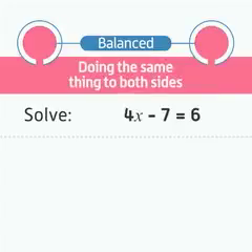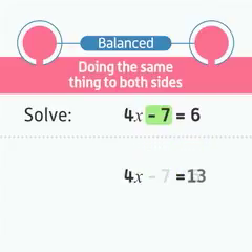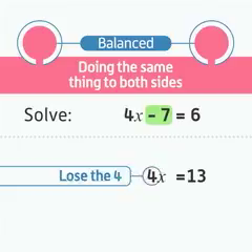For example, to solve 4x minus 7 equals 6, you need to lose the minus 7 from the left-hand side. You do that by adding 7 to both sides. This gives you 4x equals 13. The next step is to lose the 4. Divide both sides by 4, and you can write 13 divided by 4 as the fraction 13 over 4. This can be rewritten as 3 1/4.